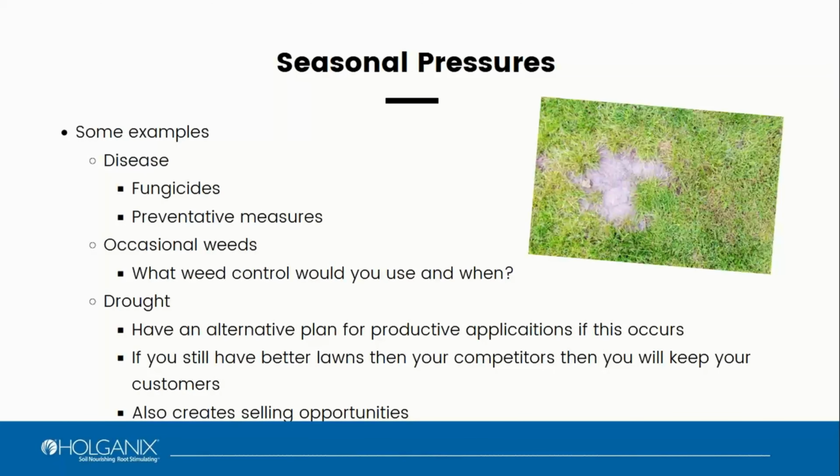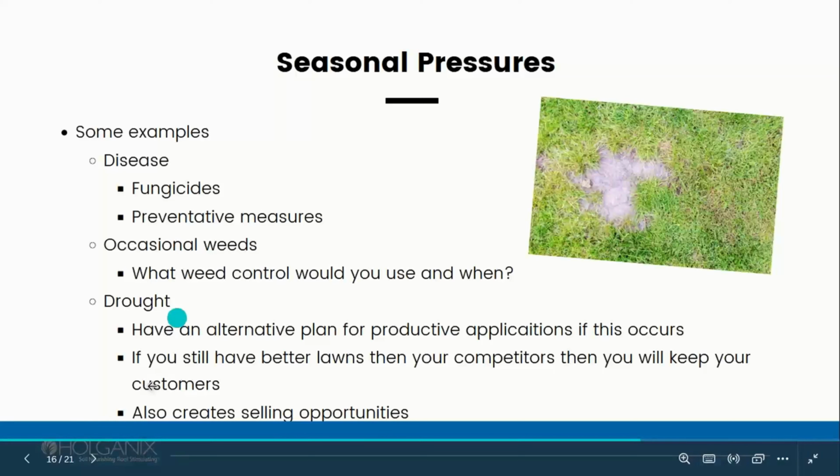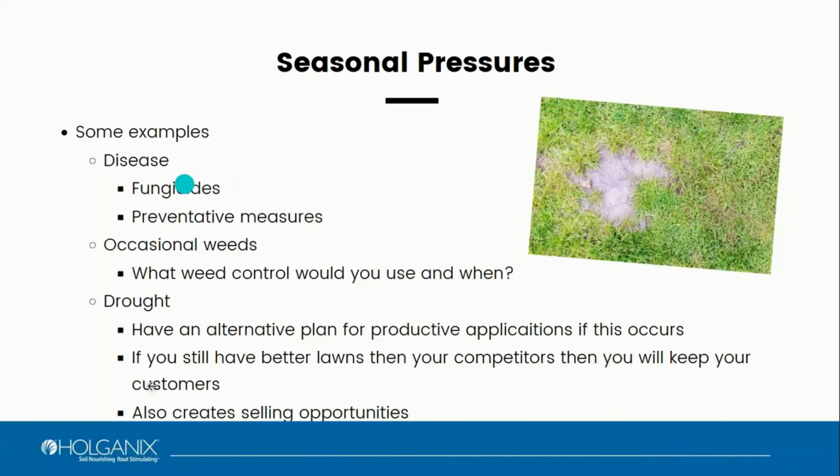Seasonal pressures. This is going to vary depending on what region you're in. Down south, you're going to have more humidity. Up north, you're probably not going to have as big of breakouts and severe breakouts. But it's ultimately coming up with an IPM plan ahead of time. It's being, again, proactive, knowing what to expect, and being responsible with your inputs that are going down.